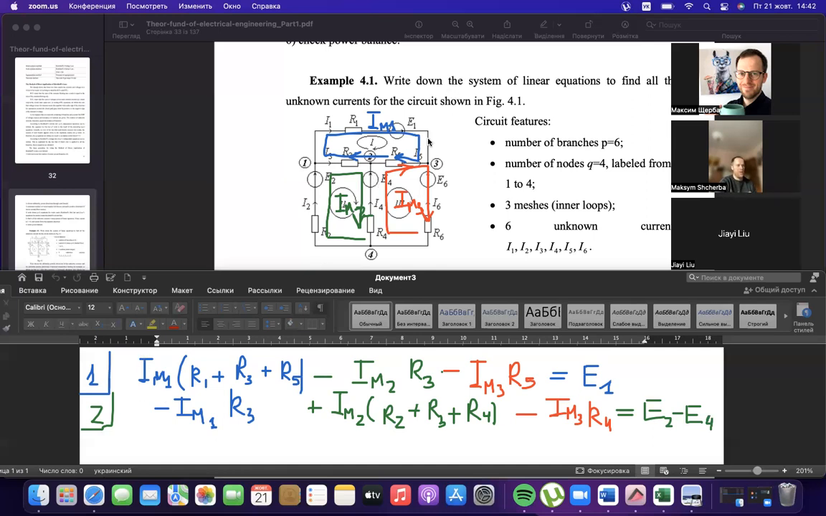We will obtain the system of 3, and let's try all together the equation number 3. What do you think? According to this idea, what should we write starting from the red mesh? How will it look here?